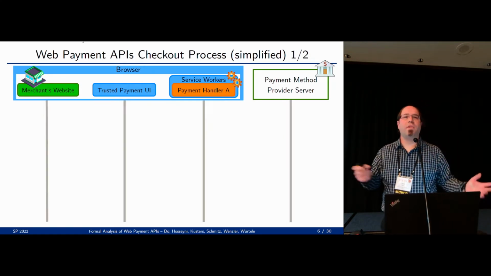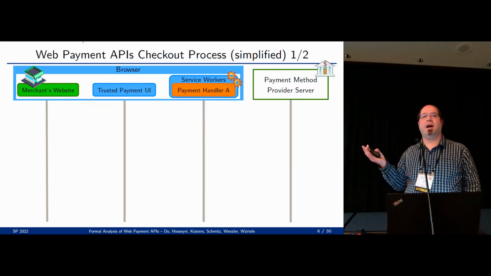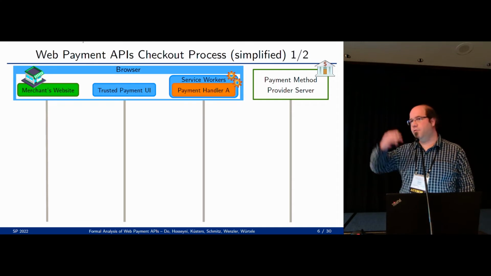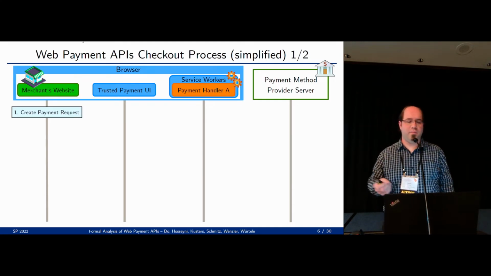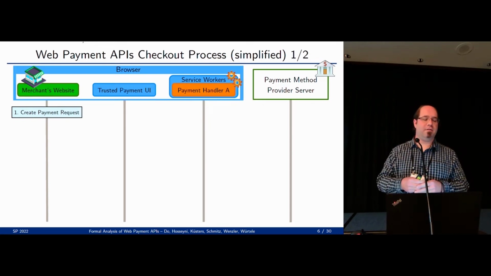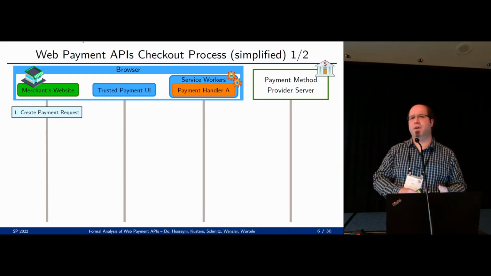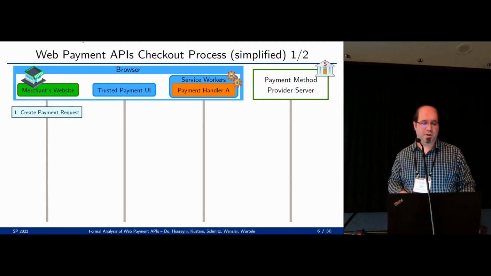So, how does the protocol behind that look like? We start with the user on the merchant's website. The user has filled her shopping cart and starts the checkout process. Now the merchant creates a so-called payment request. That is a document that contains all the information about the checkout, the shopping cart contents, shipping methods available, and also the payment methods that are accepted by the merchant.